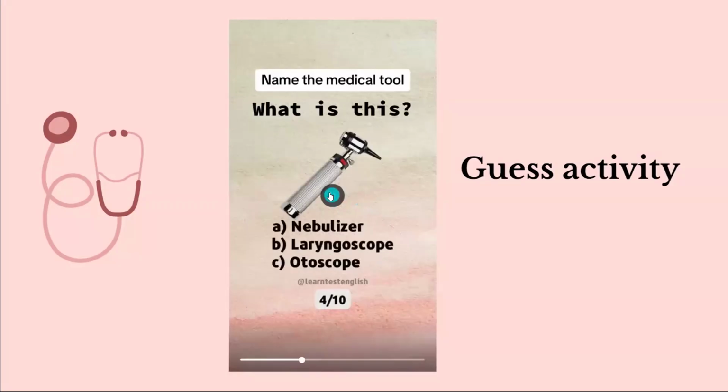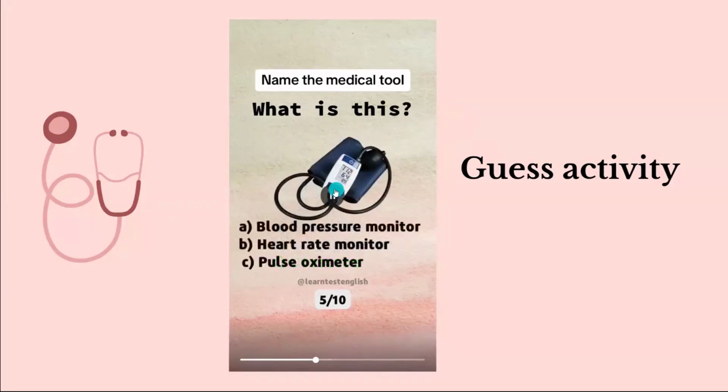What is this? What do you think is in that picture? Nebulizer, laryngoscope, or otoscope? That's easy. You can use it in your ears when you check them. Letter C, it's an otoscope. Good job, Atlas. Thank you.